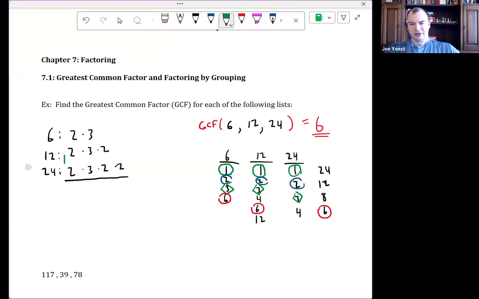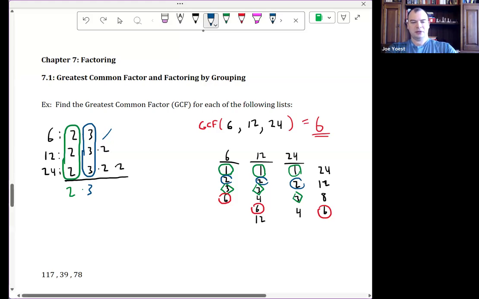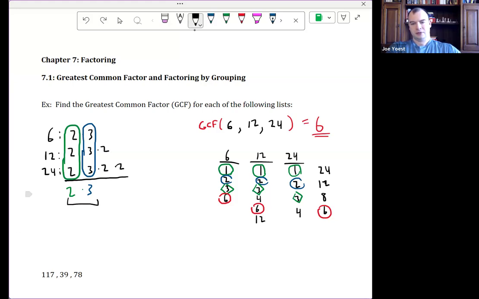Something is common if it is in all 3 of them. So I look for prime numbers, like the first factor of 2, that is common to all 3. Since all 3 of them have at least one factor of 2, I write that 2 down here. I notice they all have at least one factor of 3 as well. Since this column is filled in for everybody, I write a 3 down. The second factor of 2, well, 12 and 24 have that, but 6 doesn't. It's missing that. So I can't write the second factor of 2 down or the third factor of 2 because the 12 and the 6 are missing that one. So 2 times 3 equals 6, and that's our greatest common factor.